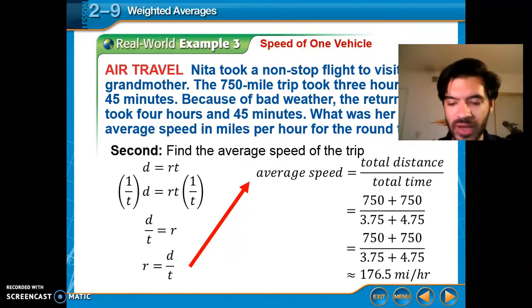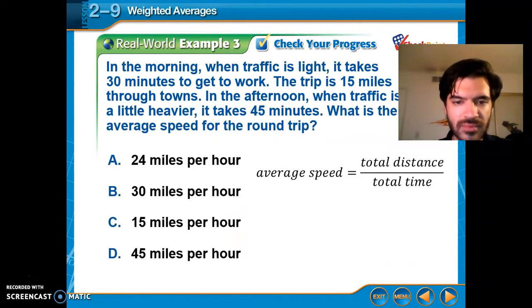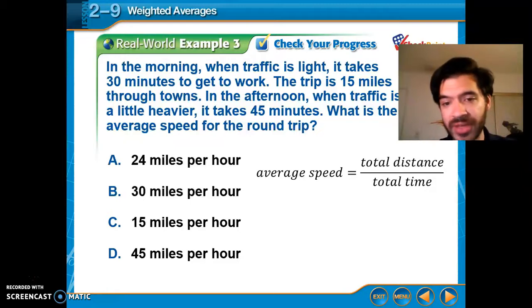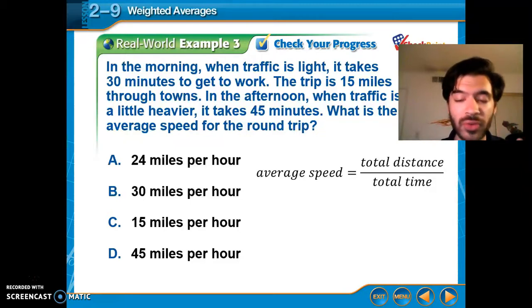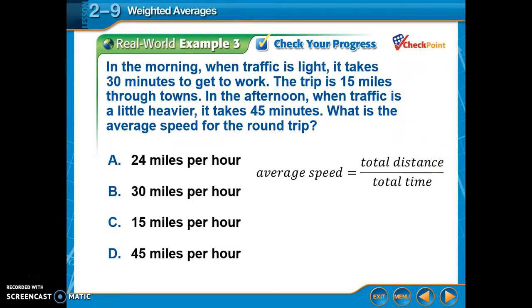Here we go. Time for a problem for you. Let's see how you guys do with this one. So I'm putting up the average speed equals total distance over total time for you. But I want you to handle the rest of this. I'm going to disappear. And let's see how you handle it.